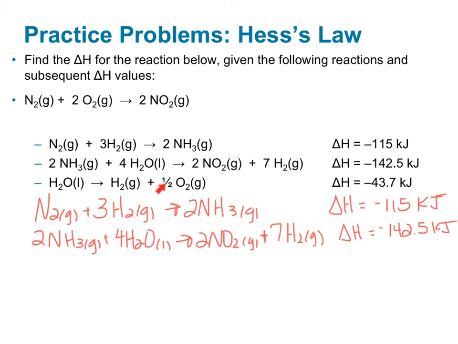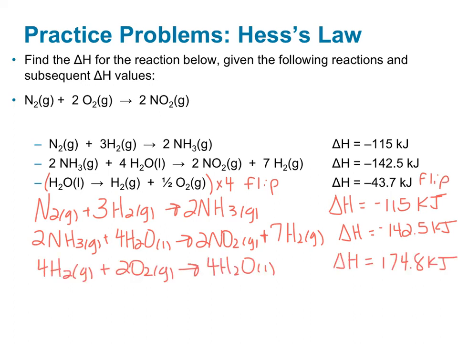So I have 1/2 O2 here. I want 2 O2s here. So what I'm going to do is I'm going to come in here and I'm going to multiply everything by 4, and I'm going to flip the equation. And then I'll flip the sign as well.